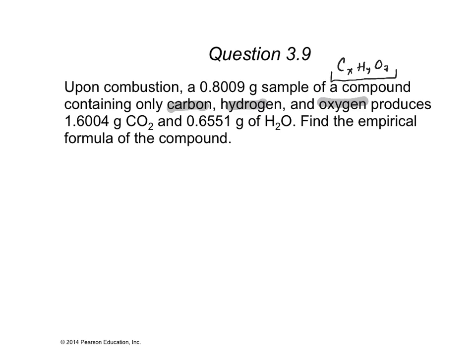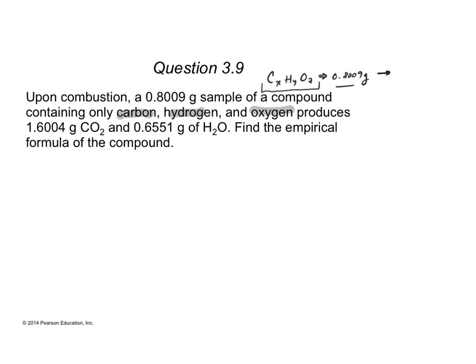So again, an important thing to note at this point for these types of problems is that the compound that we've taken, we have an initial mass of it of 0.8009 grams, okay? So we take 0.8009 grams of this compound, we combust it, right? And so that gives us, again, CO2 as well as H2O, and it gives us specifically 1.6004 grams of CO2 and 0.6551 grams of H2O, okay?